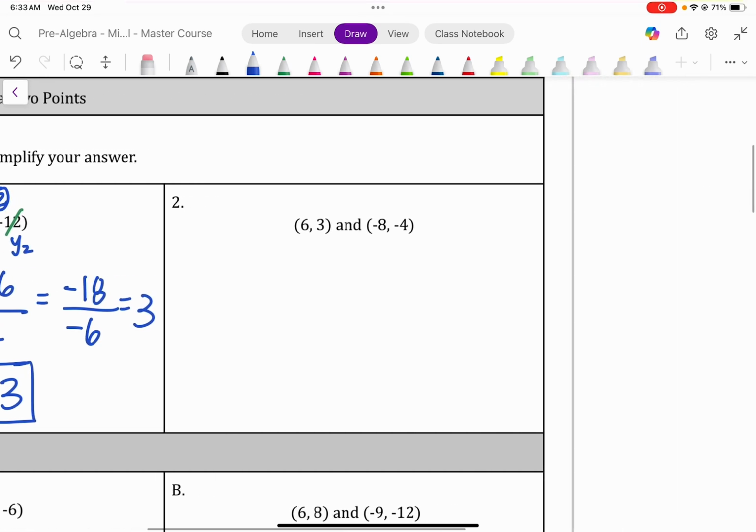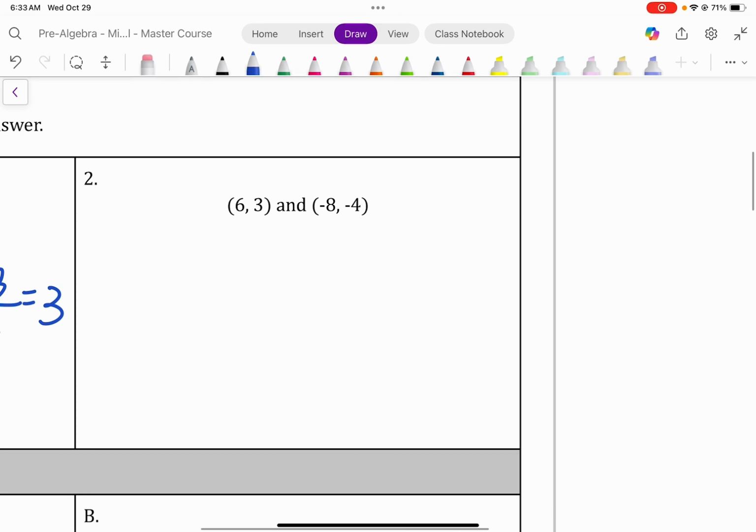Okay, same process on number 2. Again, I like to write the formula. It's my guide every time. y2 minus y1 over x2 minus x1. It also helps you just learn it. And this is my x1, y1. This is x2, y2. So we're going to start with the y coordinate from the second ordered pair.